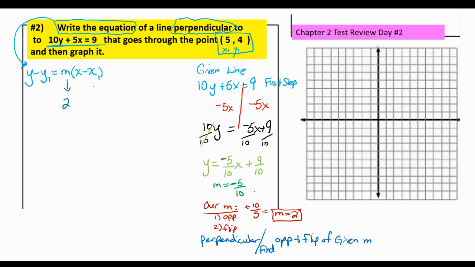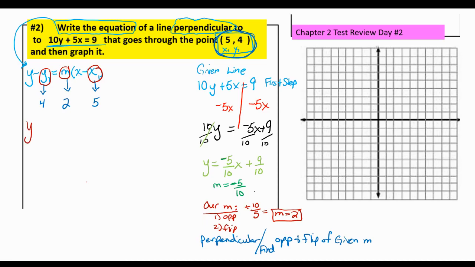Okay, so this will be a 2. The x1 comes from right over here. It's given in the problem. That'll be a 5. And over here y1 will be a 4. So we're going to plug in here, here, and here. So do it again. y minus 4 is equal to 2 times x minus, and then we're going to put in a 5.